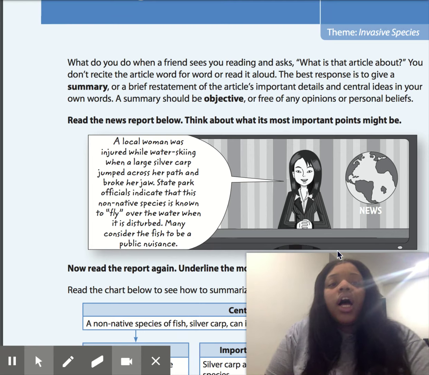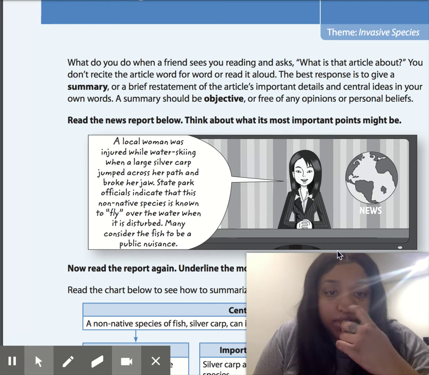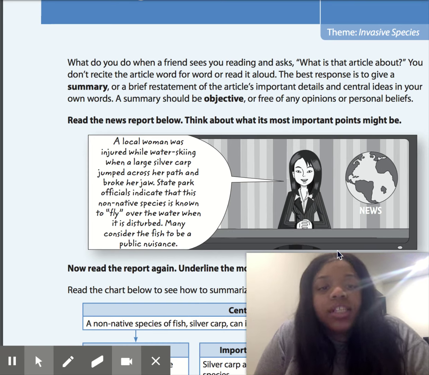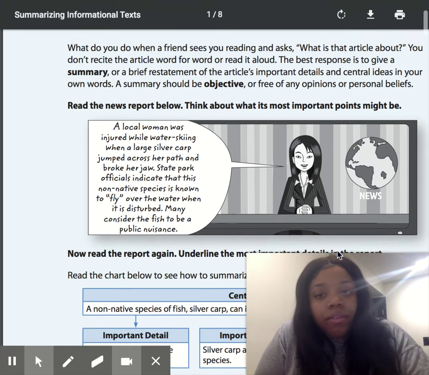All right. A local woman was injured while water skiing when a large silver carp jumped across her path and broke her jaw. State park officials indicated that this non-native species is known to fly over the water when it is disturbed. Many consider this fish to be a public nuisance. Okay? All right, so it's not a lot from that, right?